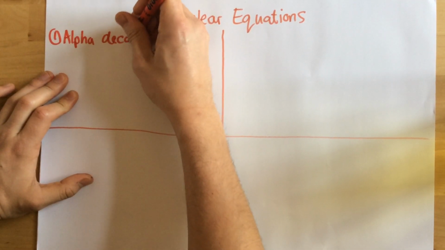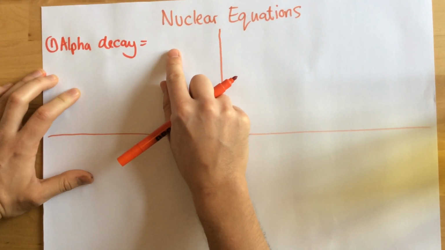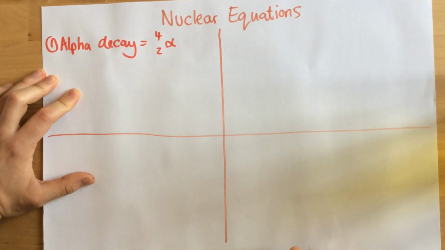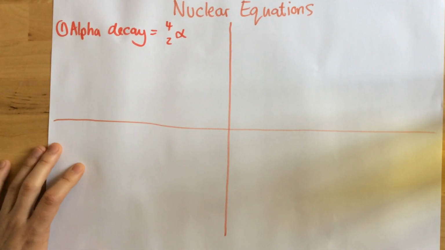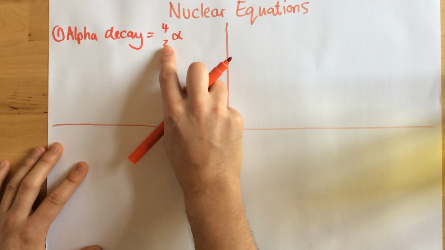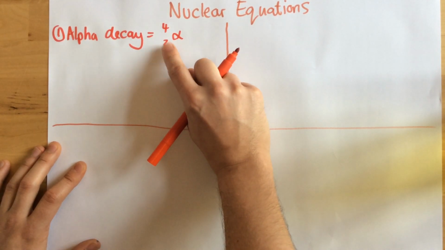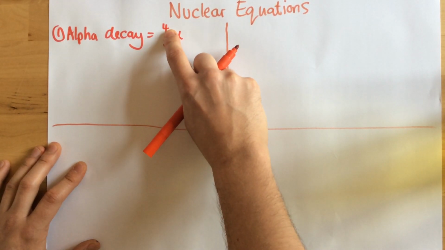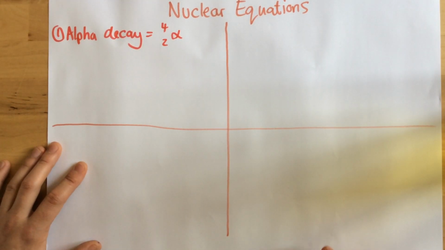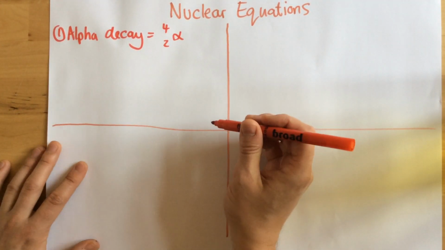For each one, if we know what the particle is, then we could figure out the equation. An alpha particle is like this. It's made of 2 protons and 2 neutrons. Remember, this bottom number, the atomic number, also sometimes called the proton number, tells the number of protons. This top number, the mass number, tells us the number of protons and neutrons. The format of nuclear equations is always like this.